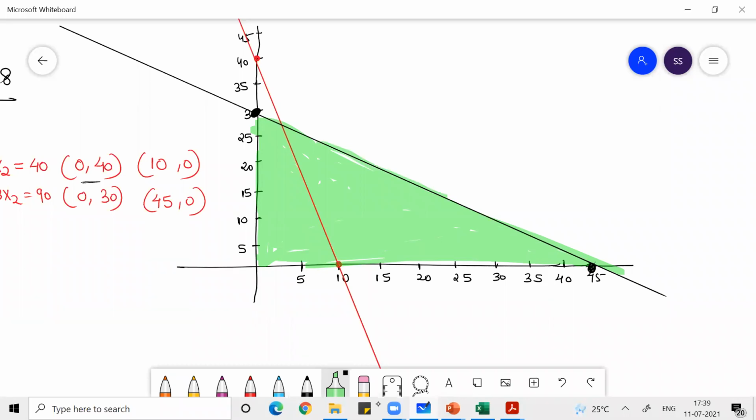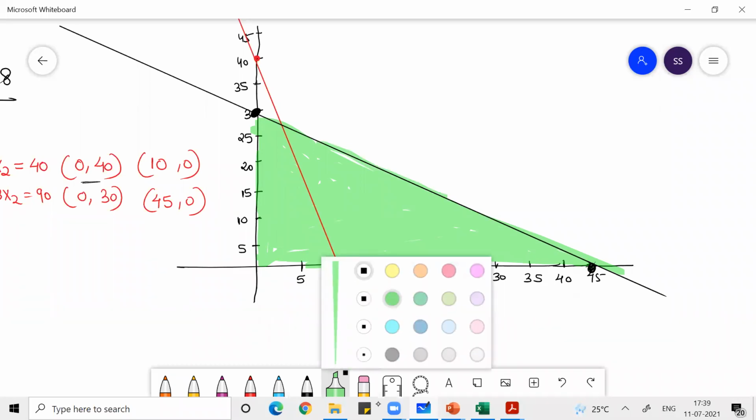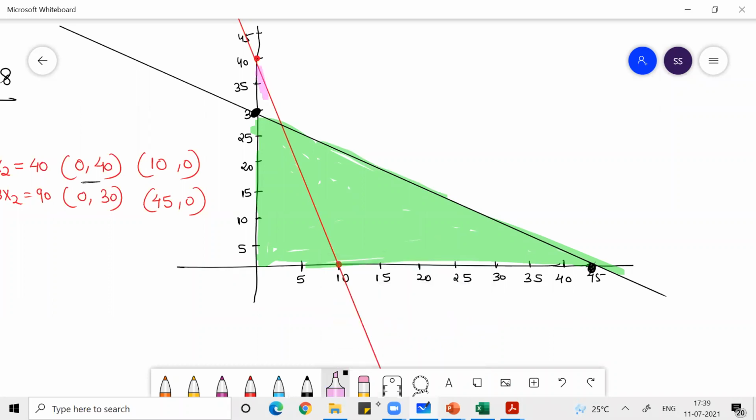But what is our feasible region, guys? If you remember what I taught you about the feasible region, this is the area which corresponds to the first line. I hope you remember. This is the area which corresponds to the first line.